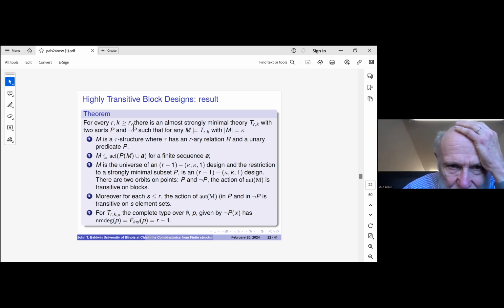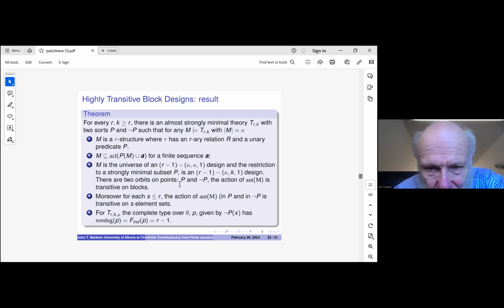So the conclusion of this is that for every R and K, there is an almost strongly minimal theory, T_RK, with two sorts, P and not P, such that for any model of that theory of some infinite cardinality kappa, you get a tau structure that just specifies the language. It's what's called almost strongly minimal. That is, P is the algebraic closure of P of M along with a finite sequence A bar. The universe as a whole is an R minus 1, kappa, kappa design, but the restriction to the strongly minimal subset P is an R minus 1, kappa, K1 design.